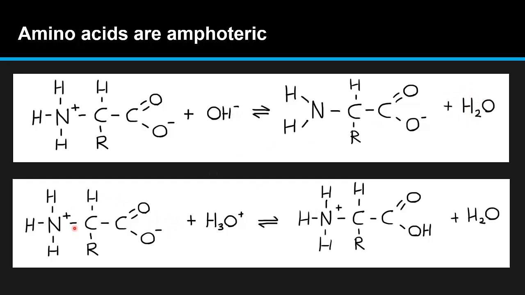On the bottom here we have the zwitterion, and this time we have the H3O plus, which is the hydronium ion. This is going to act as a Bronsted-Lowry acid, and the amino acid is acting as the Bronsted-Lowry base. So this H3O plus is going to donate a proton to the amino acid, and over here we can see the proton has joined to this oxygen, and then we have the water molecule. So this top equation shows the amino acid acting as a Bronsted-Lowry acid, and the bottom equation shows the amino acid acting as a Bronsted-Lowry base. So amino acids are amphoteric.